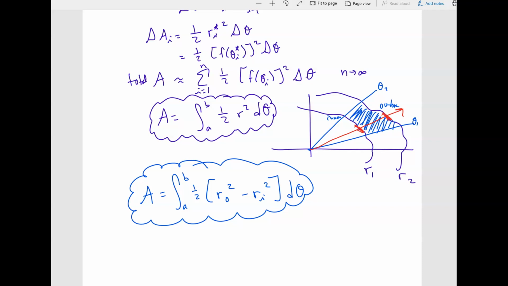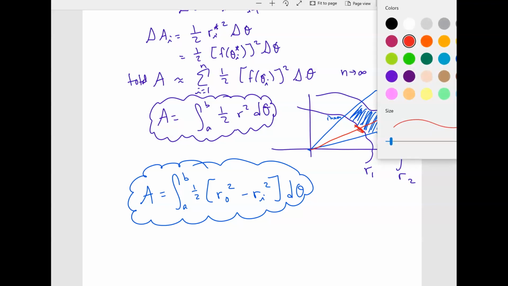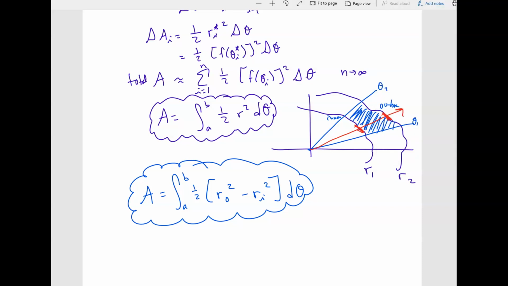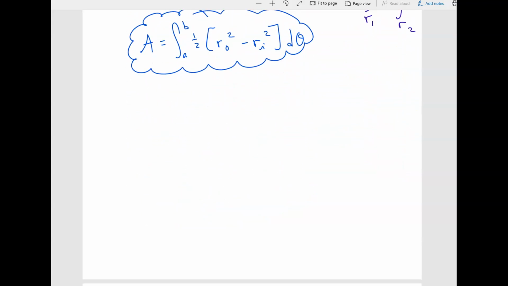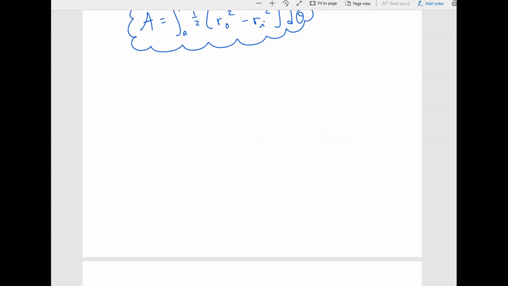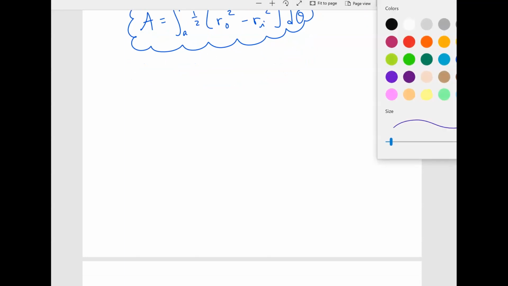Be very careful though, because there are going to be times where you want to find some other area, maybe the area on the inside. If you want to find the area on the inside, this formula is not going to work. You have to do something else. In that case, the area would be just taking it from this one. All right, so now let's do a couple of examples. Let's start off with this problem.